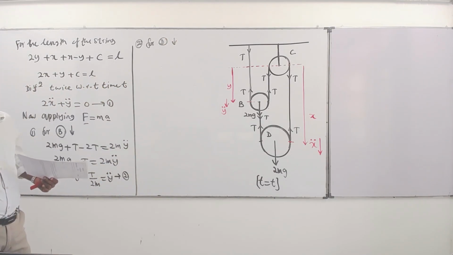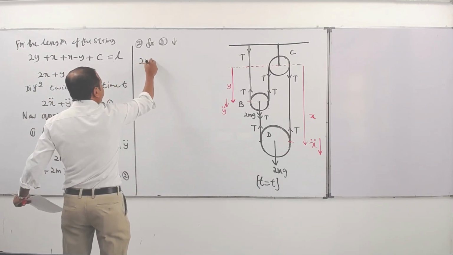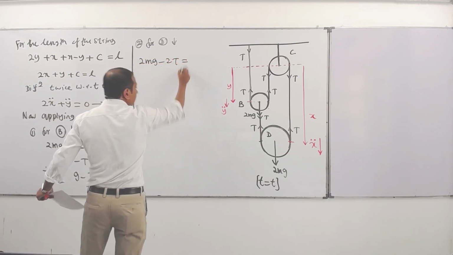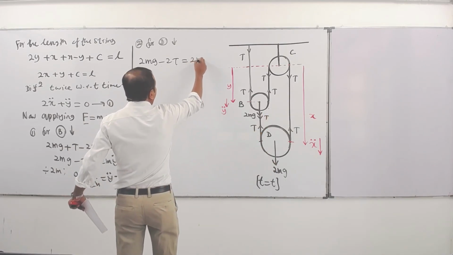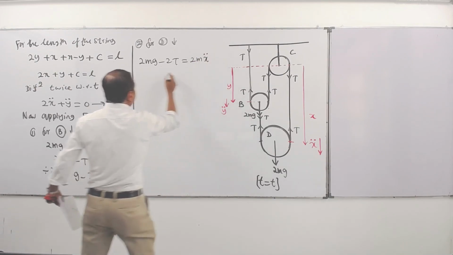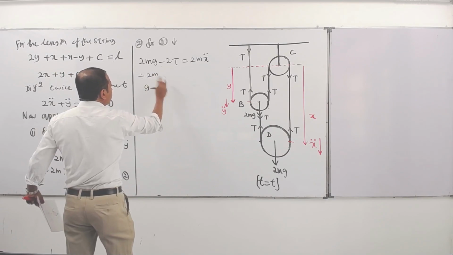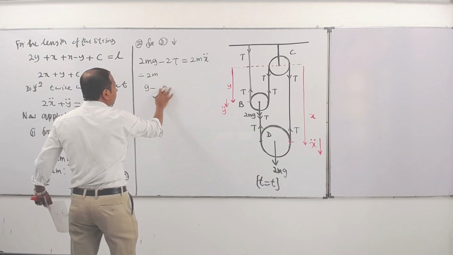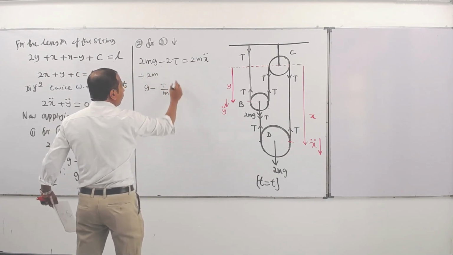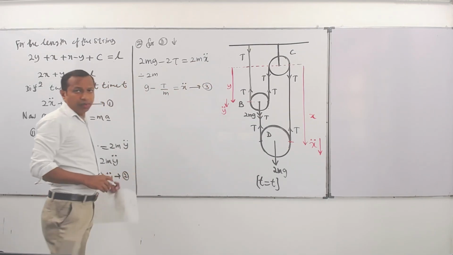What do you get there? 2mg minus 2T equals 2m x double dot. Here also we divide this by 2m. When we divide, we get g minus T over m equals x double dot. This is number 3.